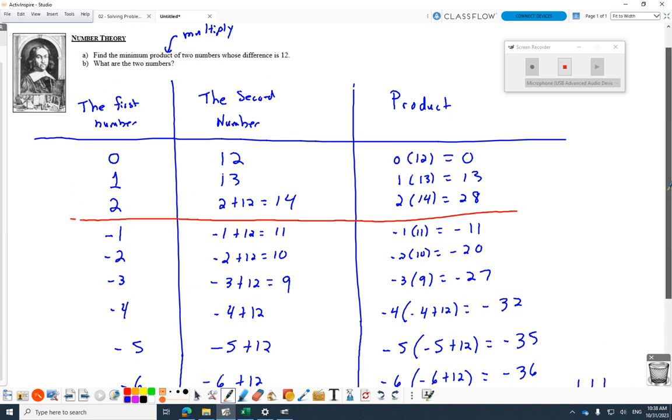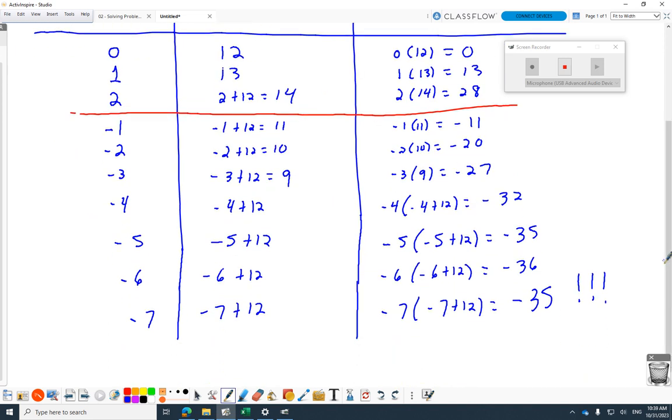Find the minimum product. I can answer the question. Minimum product: negative 36. What are the two numbers? That's the other thing it asked me. I think that was part B. Part B asked me what the two numbers are. They were negative 6 and positive 6. I'll figure that out now. It seems like I'm being tricky, and I'm not. I'm trying to show something.